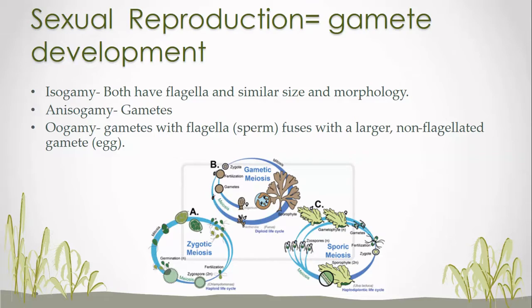Okay, next. So these are the alternation of generations of the protist group. We have the zygotic meiosis, the sporic meiosis, and the gametic meiosis.